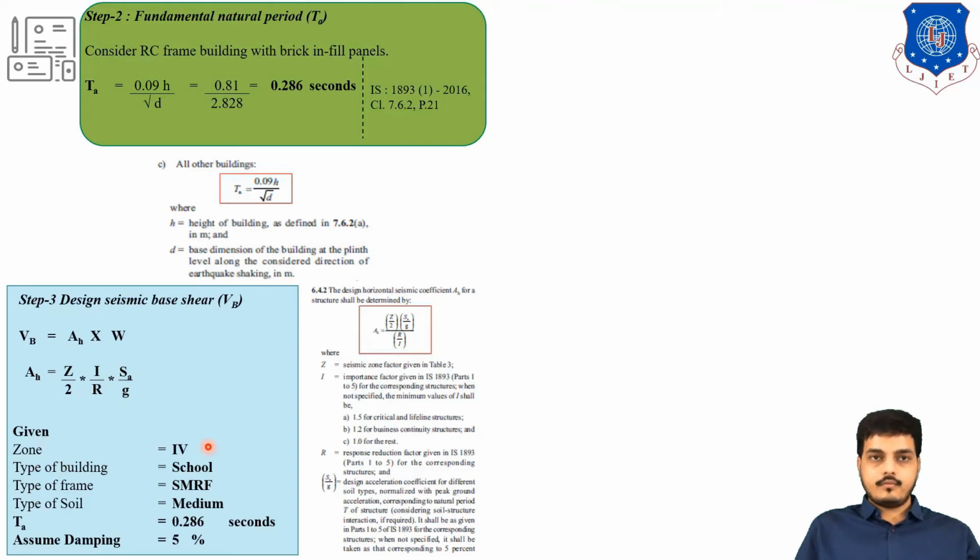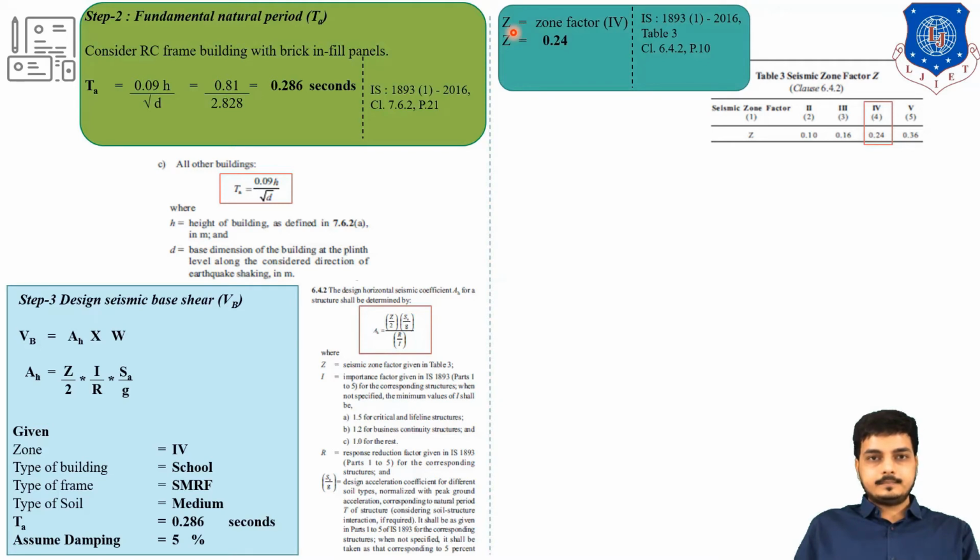Now the zone is 4. Type of building for I is school building. Type of frame for R is SMRF. Type of soil is medium for Sa by g, and the recently found TA comes out to be 0.286 seconds. Also for Sa by g, the damping coefficient should be given. If not given, then we assume 5% damping. Then only we will use this Sa by g graph or formula. Let's see what we are doing.